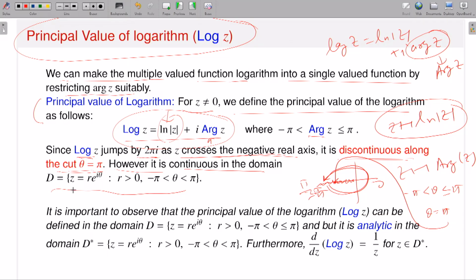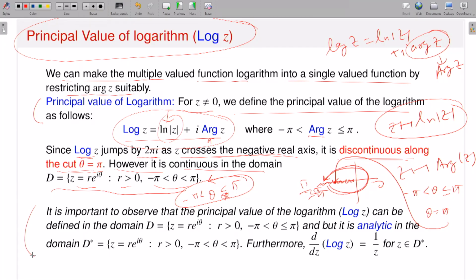However, it is continuous in the domain. You see, z is equal to r e to the i theta, r is positive. Now this time I am saying that theta is strictly greater than minus pi and strictly less than pi. So to talk about the continuity, I need this kind of domain. But to define from multivalued to single valued, I can include theta like minus pi less than theta less than or equal to pi. That I can include just to define a single valued function. But to talk about the continuity, I have to remove this part. Okay. So that's how I have defined my capital Log.